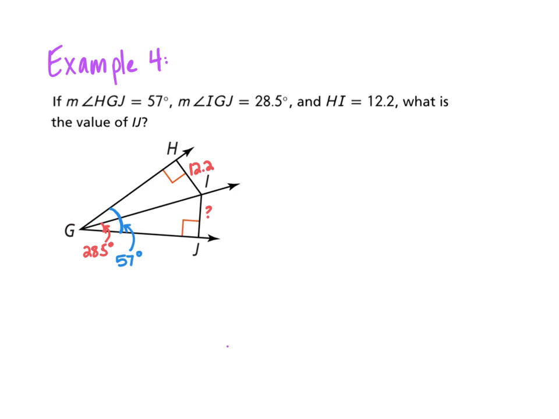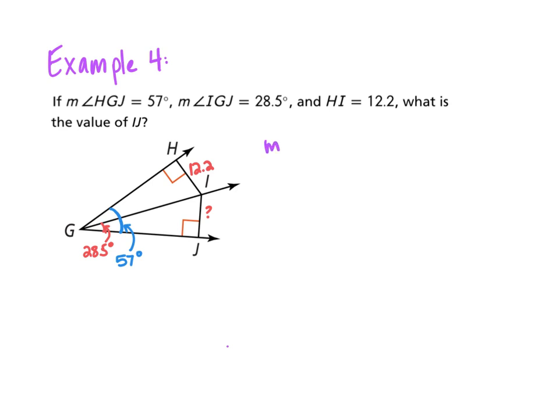So what do we got going on? What are these clues trying to tell us in this picture? Well, why would they give us these two angles? The entire angle HGJ is 57, and then this portion of it is 28.5. Well, let's think real quick: if the entire thing is 57 and this part's 28.5, what's this part right here? Let's just do some quick math.